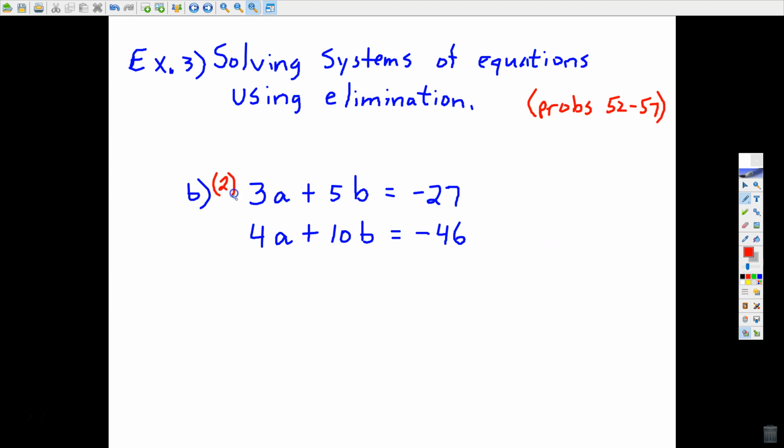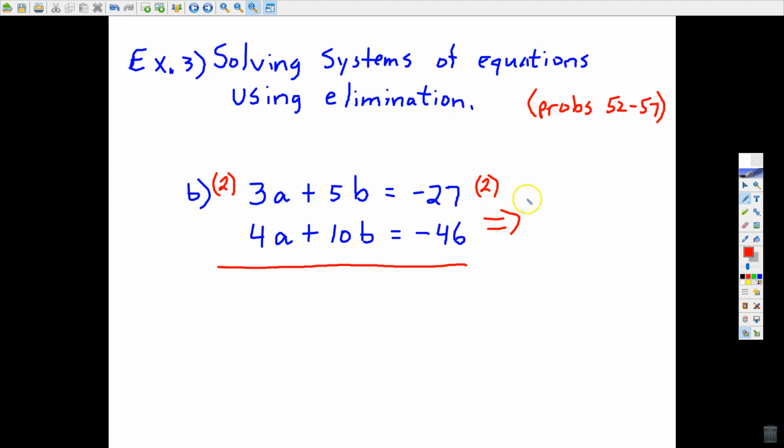Now you may have been taught in previous classes to always create opposites so you can always add. And if that's the way you were taught and you're already comfortable with that, then that's the way you should stick with it. I'm not really particular. I'm going to let you decide whether you want to add or subtract. It really doesn't matter to me.